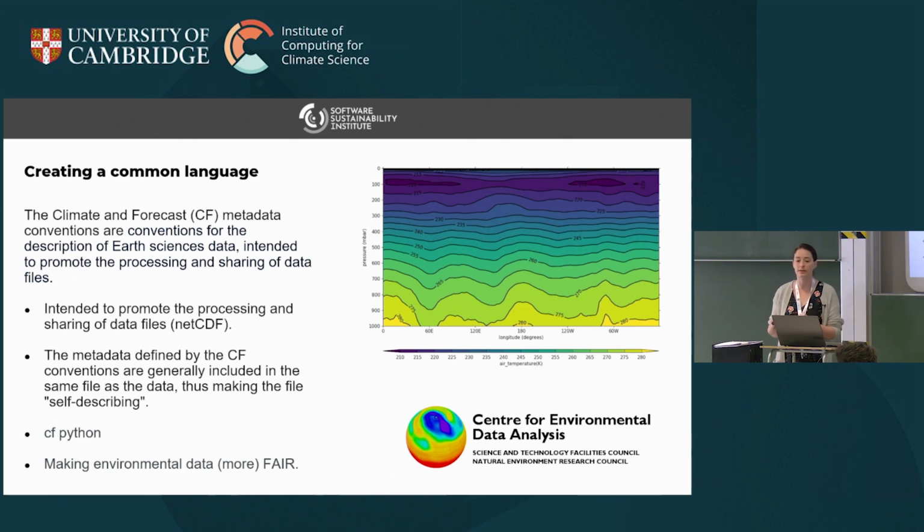There's loads and loads of different names, every model has a different name for black carbon aerosol. So the CF metadata conventions are an attempt to create conventions to name important climate and weather forecasting data output. It's really, really interesting to do, and it just makes it much easier to share data and to understand what the data is.